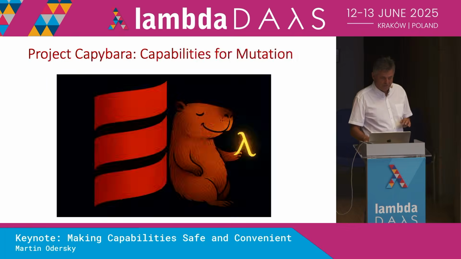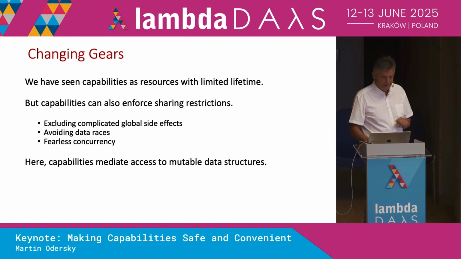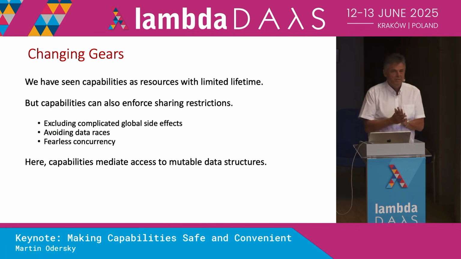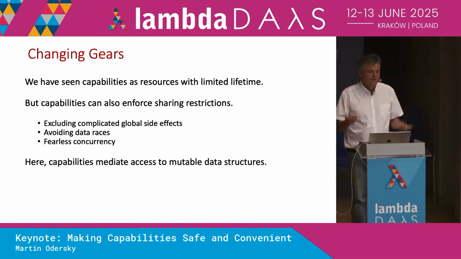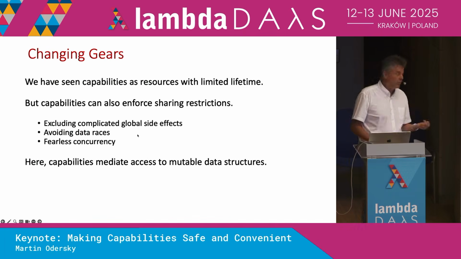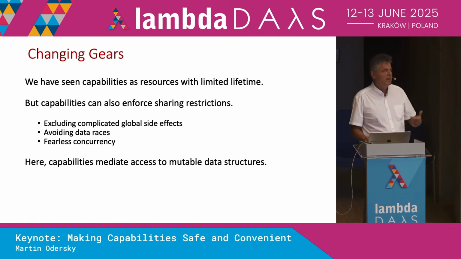Okay, so switching gears and finishing up, what I've shown you is all capabilities about lifetime. But the thing we are working on now is to have capabilities that control sharing. And that is very interesting because it can exclude complicated global side effects. It can avoid data races, and it gives you fearless concurrency. So capabilities need to mediate access to mutable data structures and enforce exclusive access for writes, basically.